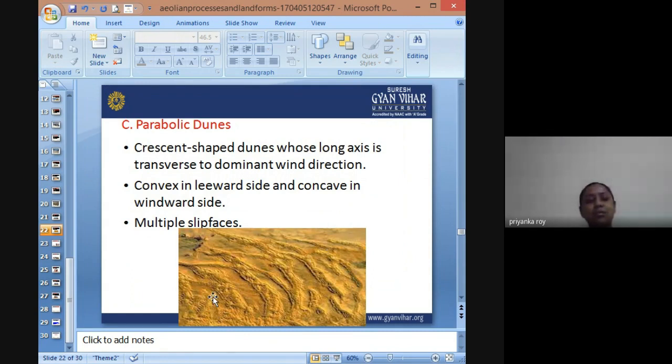Okay. Now, convex in the leeward side and concave in the windward side. It has multiple slip faces. It has multiple slip faces because it is a very long stretch of running land feature, so it has many slip faces along the dunes.